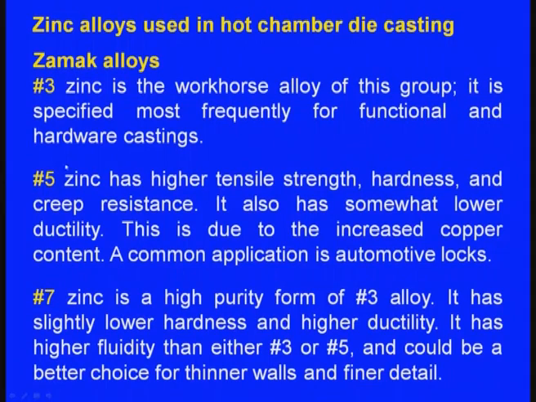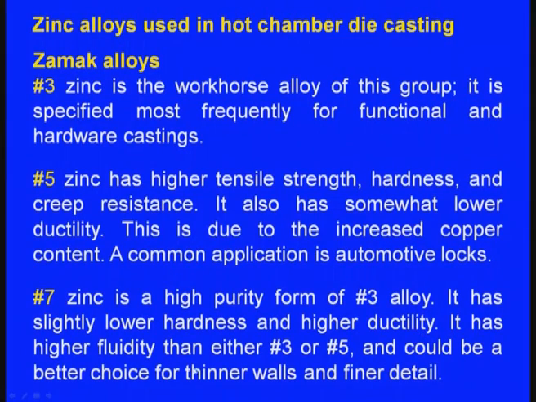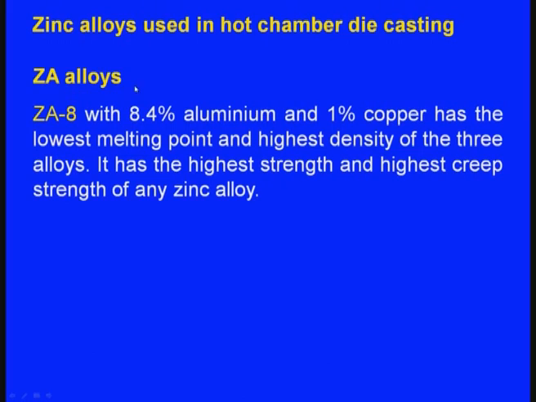Next one, 7 Zamak alloy is a high purity form of 3 Zamak alloy. It has slightly lower hardness and higher ductility. It has higher fluidity than either 3 or 5 Zamak alloys and could be a better choice for thinner walls and finer details. Next one, ZA alloys. ZA8 with 8.4% aluminum and 1% copper has the lowest melting point and highest density of the 3 alloys. It has the highest strength and highest creep strength of any zinc alloys.